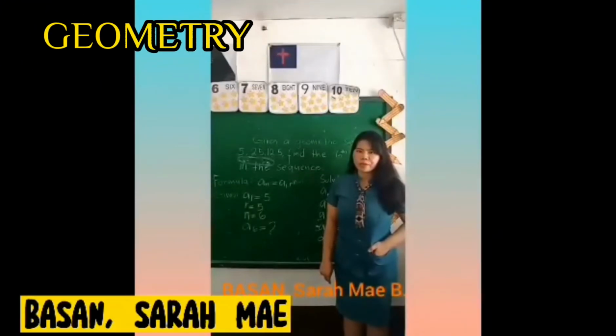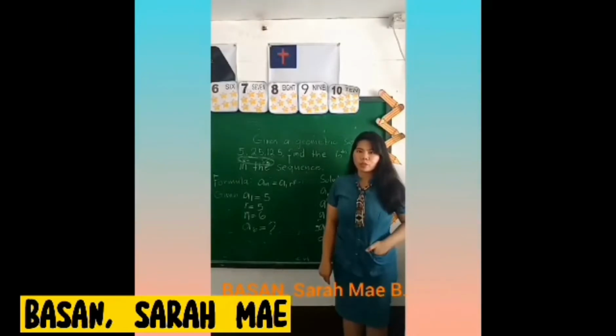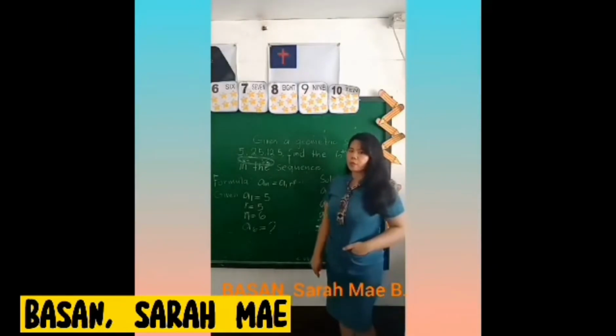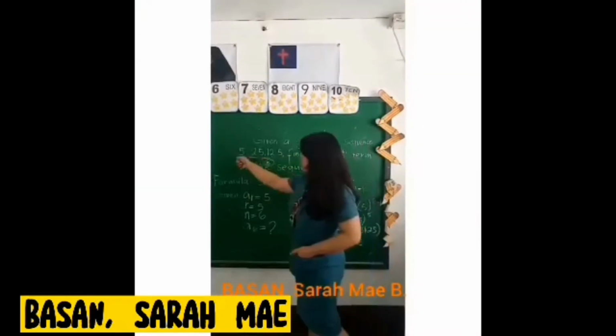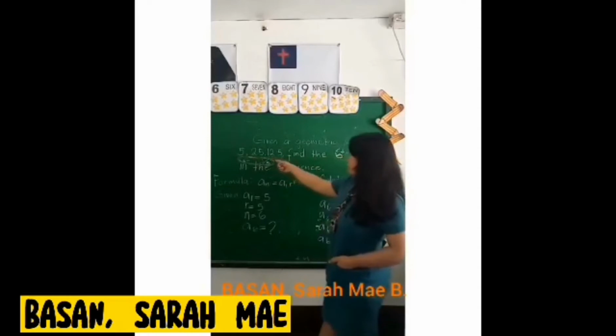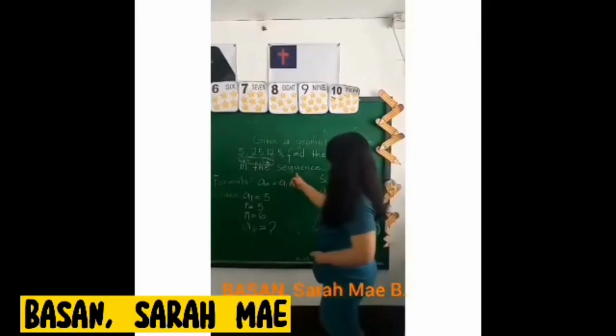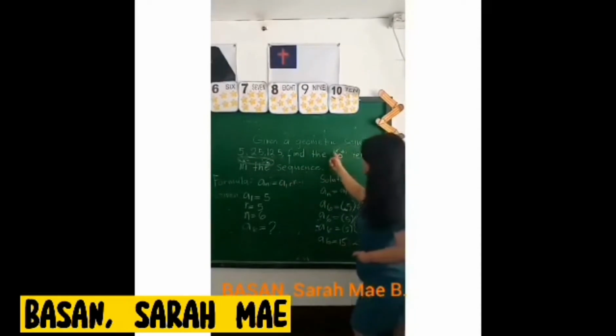My name is Vicky Basan from section JO5. So today we will discuss the geometric sequence. So I have here an example of a geometric sequence on the board. Given a geometric sequence 5, 25, 125, find the 6th term in the sequence. What we are asked to find here is the 6th term.